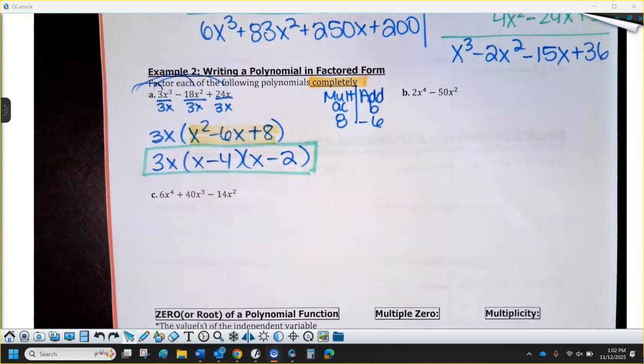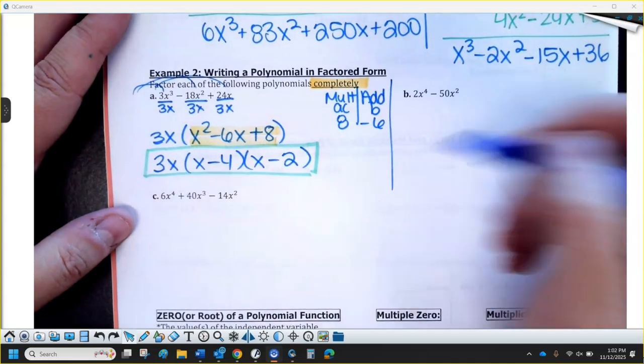I'm not solving an equation here, so I'm not writing answers. You see no equal sign. We're just practicing with factoring here. Okay, now each one of these is a little different.